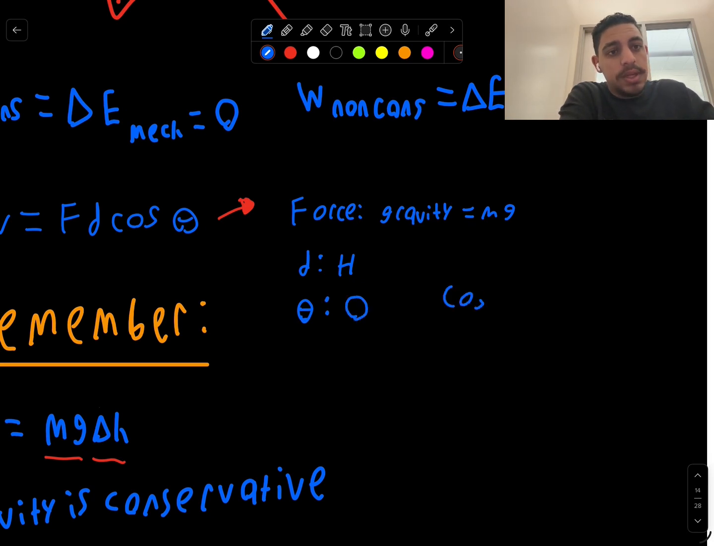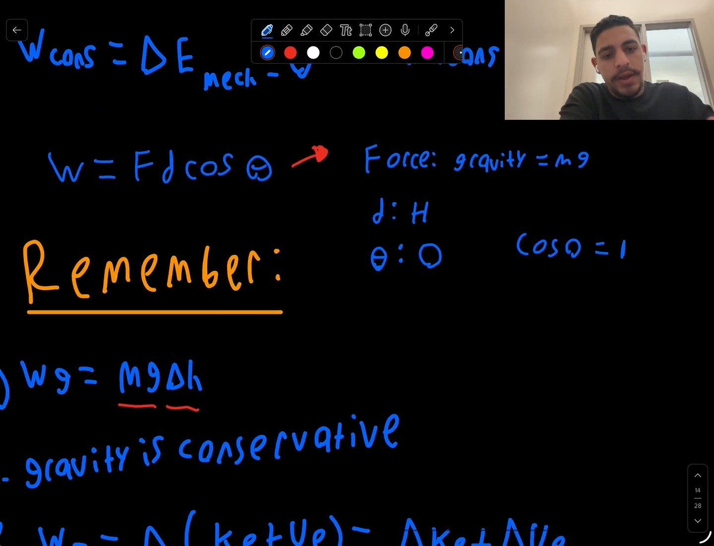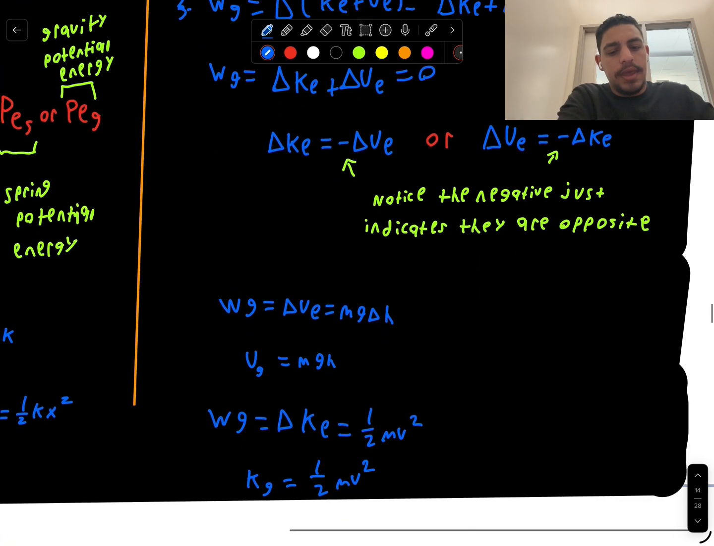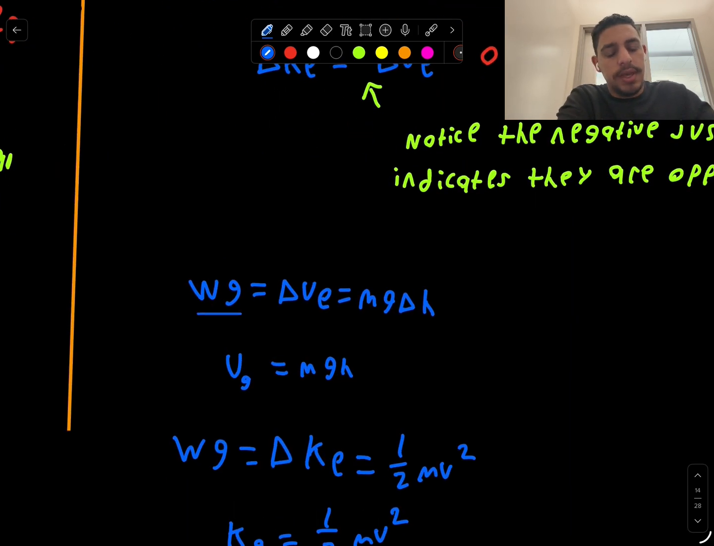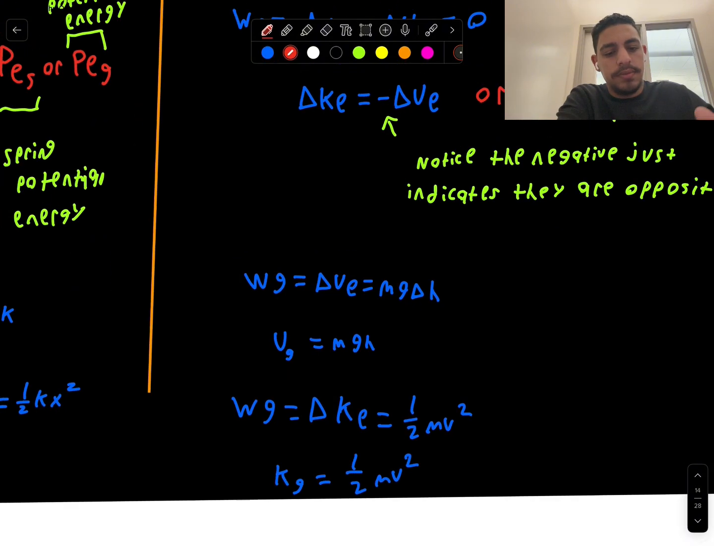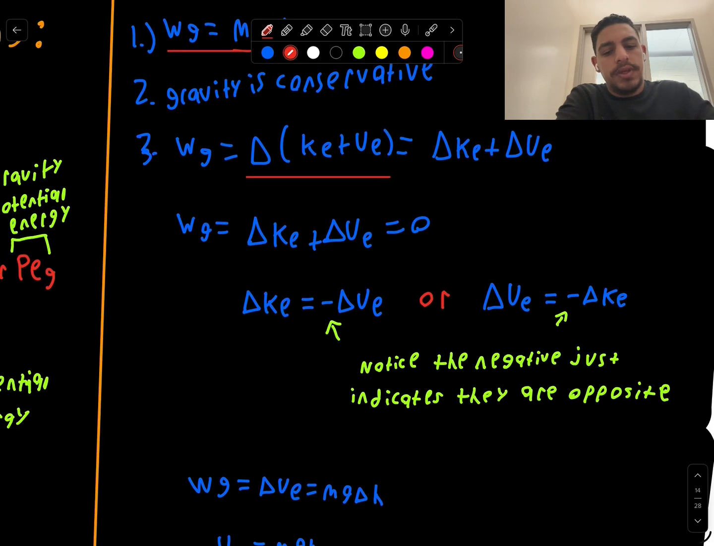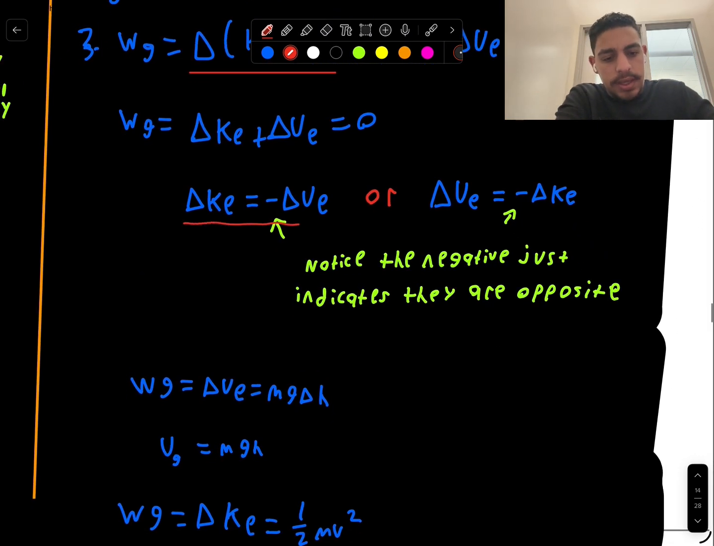What is cosine of 0? It's just 1, right? And so when you write it out, you just get work done by gravity is equal to mgh. And then, remember, we talked about this earlier. If work done by gravity is equal to mgh, and we know the change in energy, remember, work done by gravity is equal to then the change in kinetic energy plus potential energy, right? And so we said the work being done was equal to 0. And so if that's the case, delta KE, the change in kinetic energy, is equal to negative potential energy, and vice versa. Change in potential energy is equal to negative change in kinetic energy.